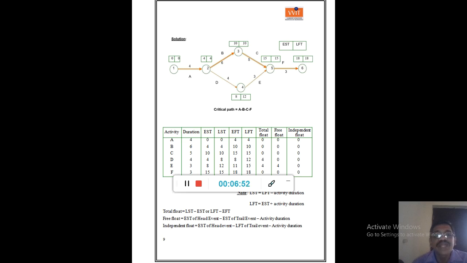See, if you take free float, in case of activity A, it is 0, because LFT minus EFT is total float. If total float is 0, automatically free float will be 0 and independent float will be 0. So by default you can take free float as 0 and independent float as 0 if total float is 0.